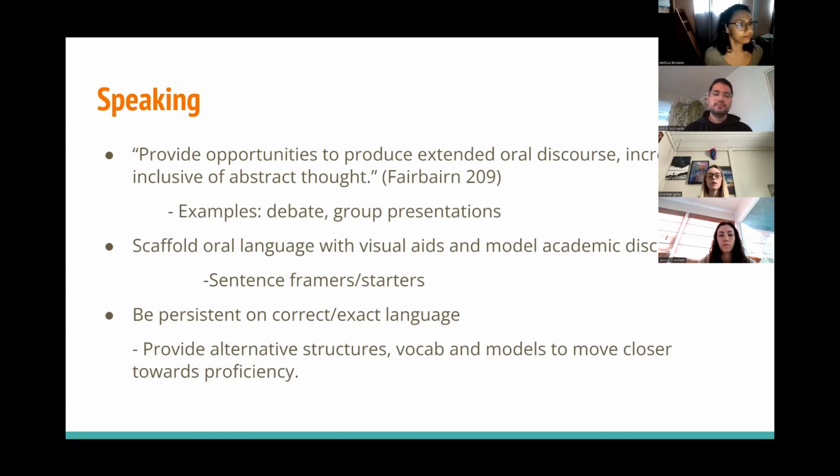Furthermore, we want to scaffold oral language with visual aids and model academic discourse. This can also be done with sentence frames and starters. And we also want to be persistent on correct, exact academic language. We don't want to necessarily nitpick with the student. However, we do want to help guide them further. So if they mispronounce a word, help them sound it out, or if they misuse a word, ask them what they were trying to say and guide them to the appropriate word that they should be using. And we can do this by providing alternative structures, vocab, and models, moving closer towards that proficiency. Next slide, please.